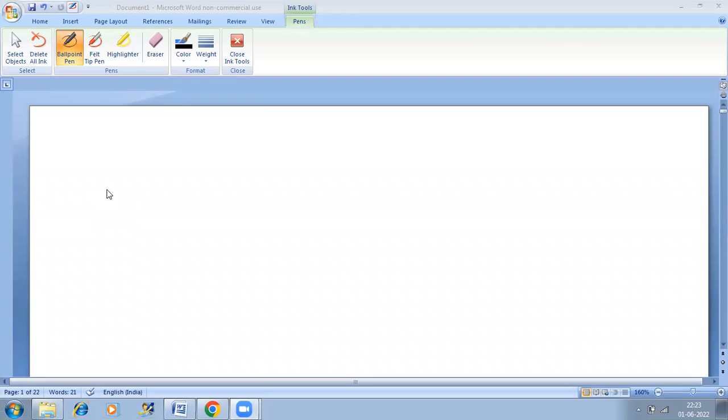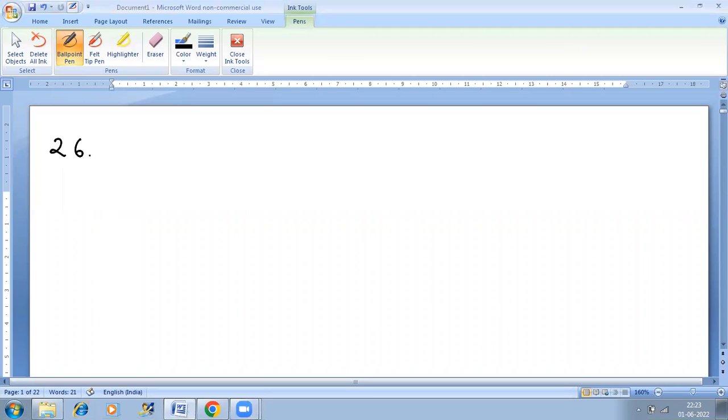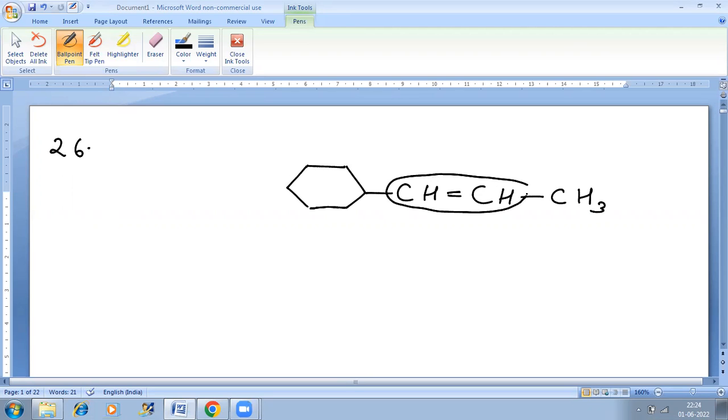So let's start with question 26. In this question, we have been asked to find out the total number of geometrical isomers. So how many systems are showing geometrical isomerism in this molecule? See, this is one system across which GI is possible. Okay. This is one system across which GI is possible.